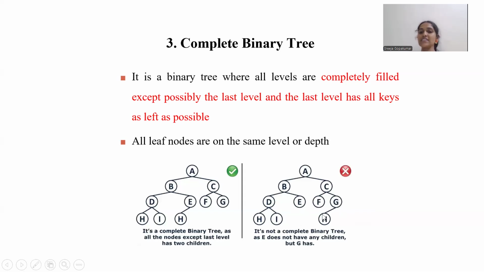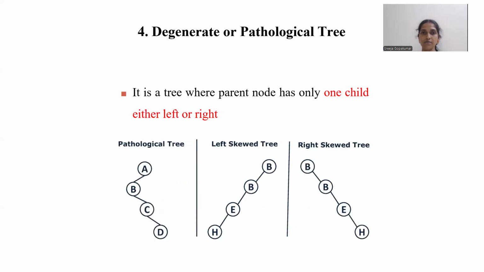So the second part of the complete binary tree definition is not getting satisfied in this example, because the last level is not filled from as left as possible. Instead, the node H is present somewhere else. So the second tree, we cannot call a complete binary tree.